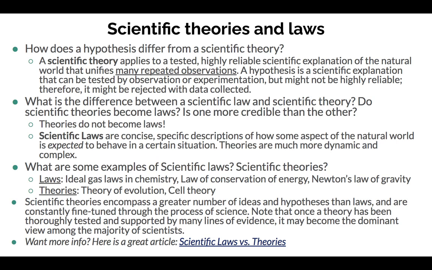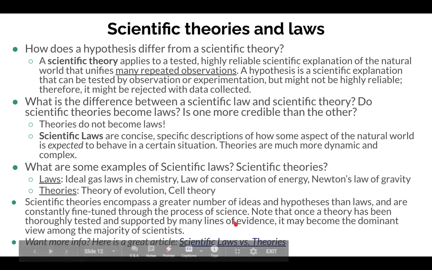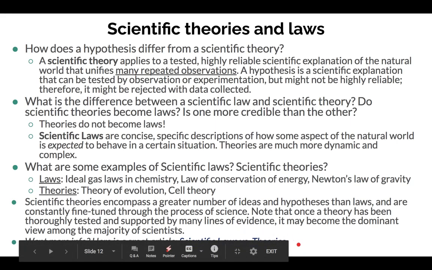Theories tend to encompass a greater number of ideas and hypotheses than laws. They are usually fine-tuned throughout the process of science. Once a theory has been thoroughly tested and supported by many lines of evidence, it may become the dominant view among the majority of scientists. As we know, the theory of evolution is supported by most scientists, but it is never going to be called the law of evolution. And here's a great article down here if you'd like to click on that so you can read a little bit further.